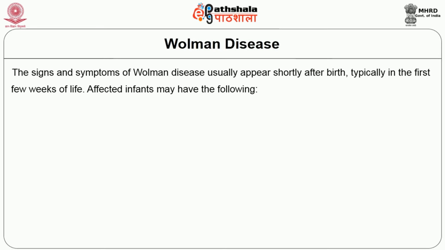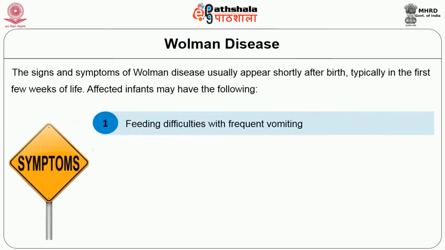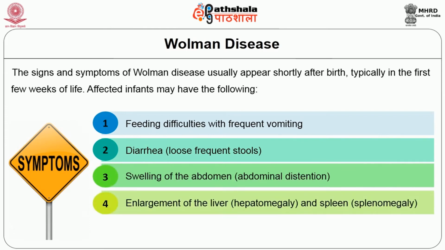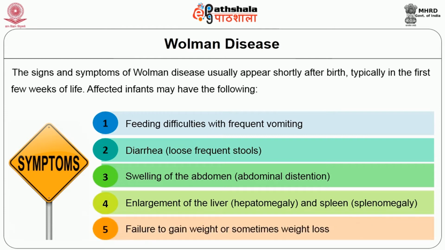The symptoms of Wolman disease usually appear shortly after birth, typically in the first few weeks of life. Affected infants may have the following: feeding difficulties with frequent vomiting, diarrhea, swelling of the abdomen, enlargement of the liver and spleen, failure to gain weight or sometimes weight loss.